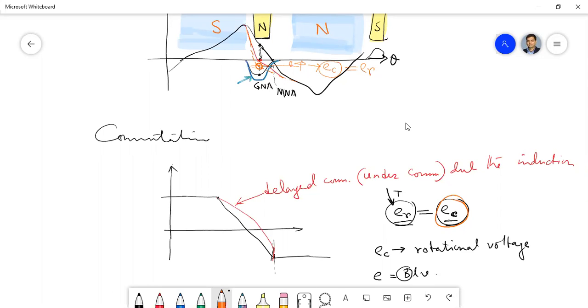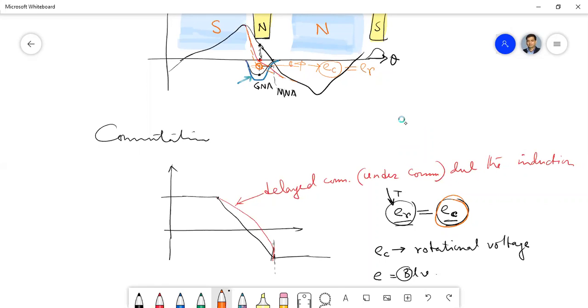Okay, so that means interpole has two roles. One, it helps to bring back the magnetic neutral to its original location, that is the GNA, and two, it helps making a linear commutation by producing additional flux in the interpolar region and thereby the rotational voltage.